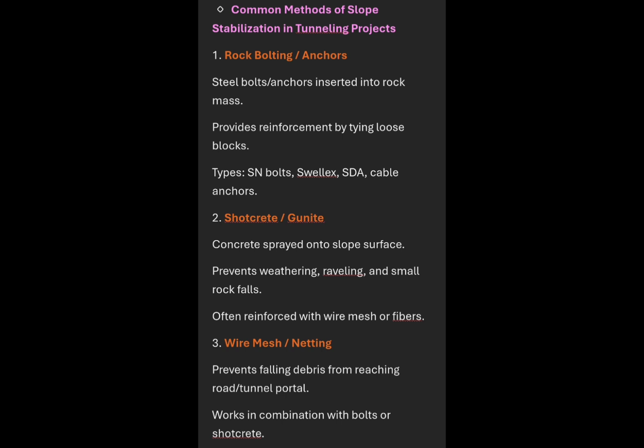And number two is shotcreting. What is shotcrete? It is concrete sprayed onto the slope surface, which I already showed you in the video. It prevents weathering, raveling and small rock falls, often reinforced with wire mesh or fibers. And number three is wire mesh. We can also call this netting. It prevents falling debris from reaching the tunnel portal or road. It works with rock bolts and shotcrete.